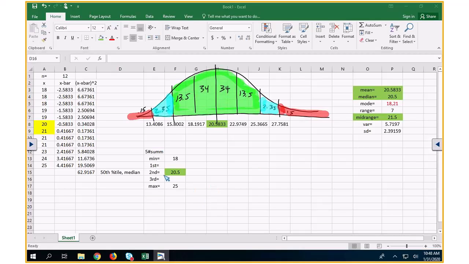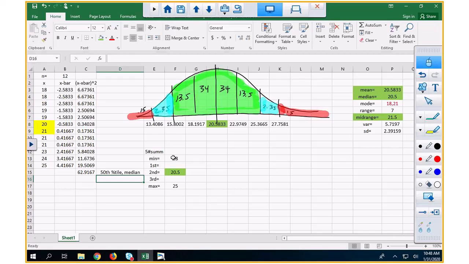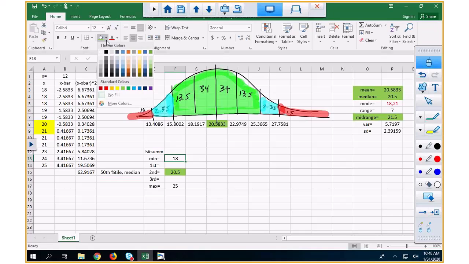Now, I'm going to call this the max. And I'm going to color it gray.